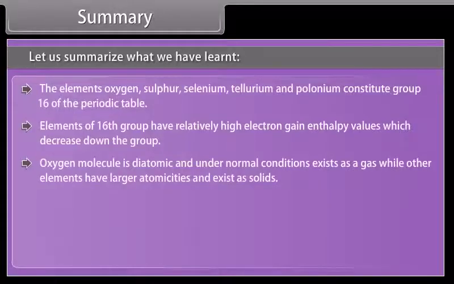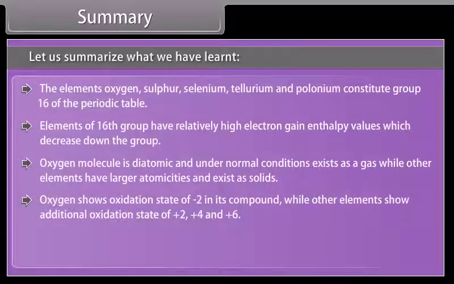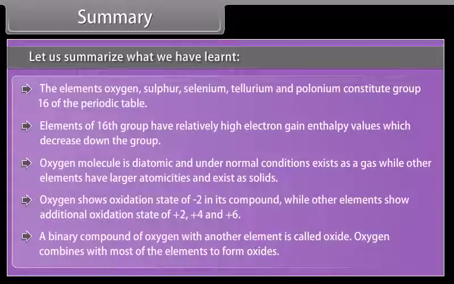Oxygen molecule is diatomic and under normal conditions exists as a gas, while other elements have larger atomicities and exist as solids. Oxygen shows an oxidation state of -2 in its compounds, while other elements show additional oxidation states of +2, +4 and +6. A binary compound of oxygen with another element is called an oxide. Oxygen combines with most of the elements to form oxides.